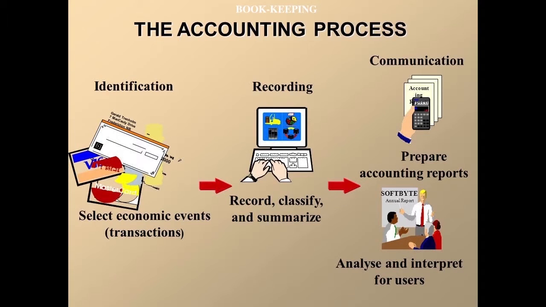As we can see in the diagram, the accounting process, we see that first you start by identification of the transactions and events that have occurred in the business. Then these transactions are recorded, classified, and summarized. After that, we prepare the reports, and these reports are then analyzed and interpreted to the users.